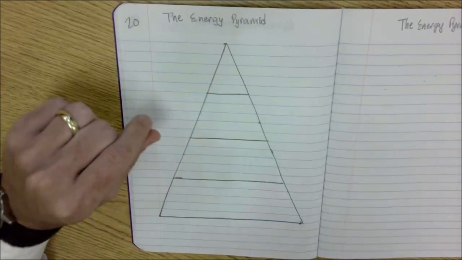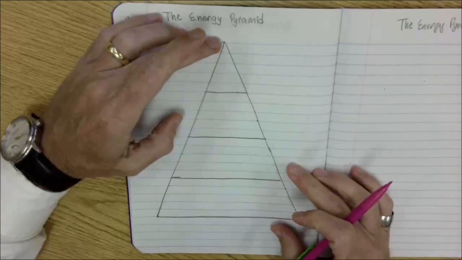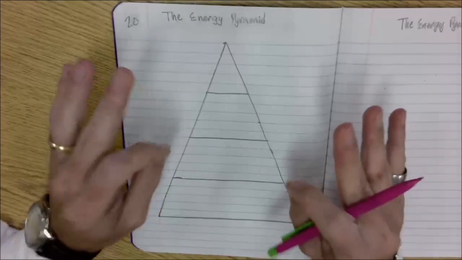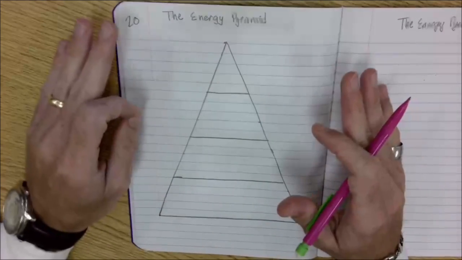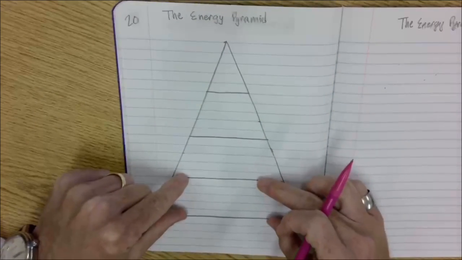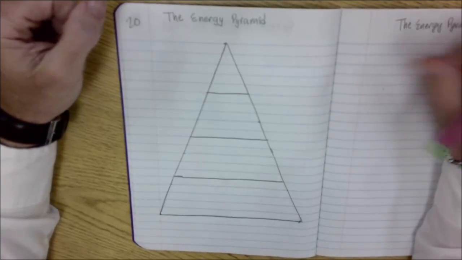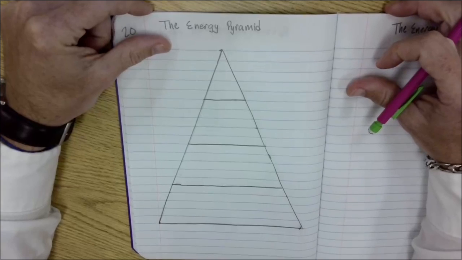Now, if your triangle isn't divided into 5 lines exactly, that is okay. Everyone's notebook might be a little bit different. So as long as we have plenty of space, evenly divided in each of these 4 sections. All right.